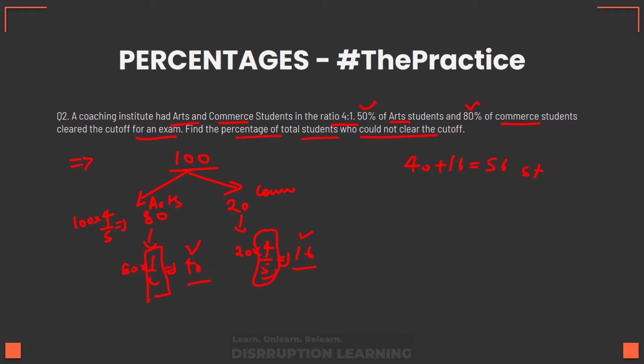We need to find who could not clear the cutoff. So if 56 have cleared the cutoff, this means that 44 students have not cleared the cutoff, right? The total is 100. Now we need to find the percentage. This is going to be 44 by 100 into 100, 44%. I hope this was quite a simple question, right? Not a very tough one, just a mixture of ratios and percentages. Let's move to the next question now.